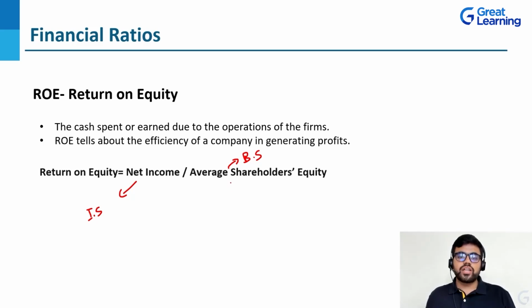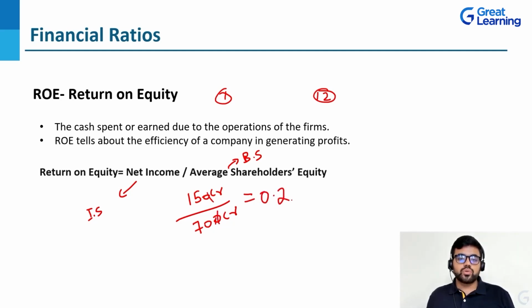How do we calculate the average? For a financial year, you take an average of the first month and the last month, and you get the average shareholders' equity. Now let's take an example. Let's say a company has a net profit of around 150 crores, and its average shareholders' equity is around 700 crores. Now the return on equity would be around 0.21, so it would be around 21%. This is your ROE.